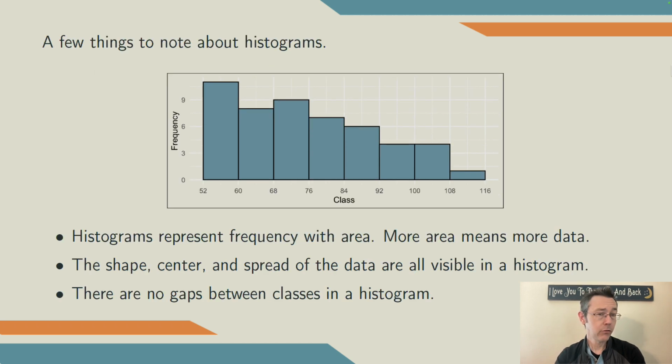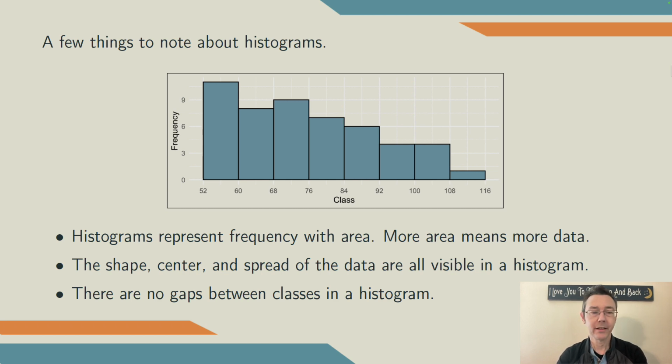Now, a few things that you should note about histograms right away, and the first of these is really the most important. Histograms represent frequency with area, and so the eye is drawn to the parts of the plot where there's more ink. More area means more data. Secondly, the shape, center, and spread of the data are all visible in a histogram, and so right away this is a major advantage over just looking at the data itself or at some simple summary statistics about the data.